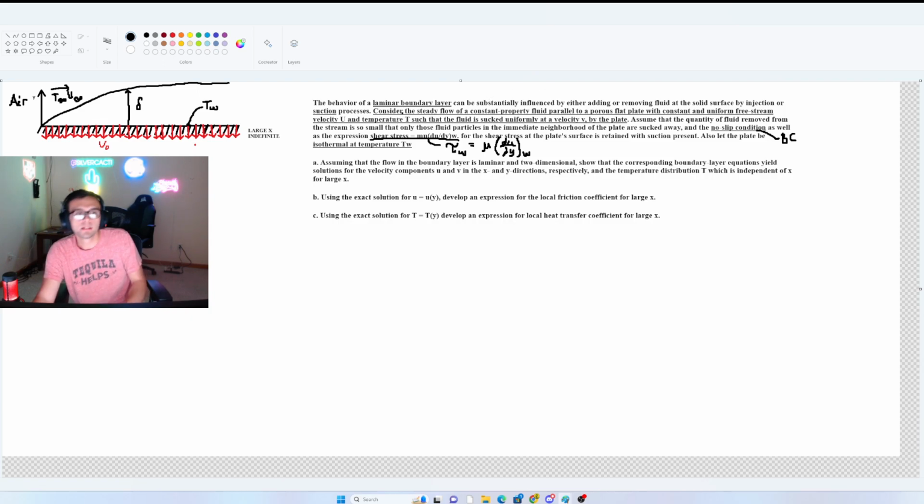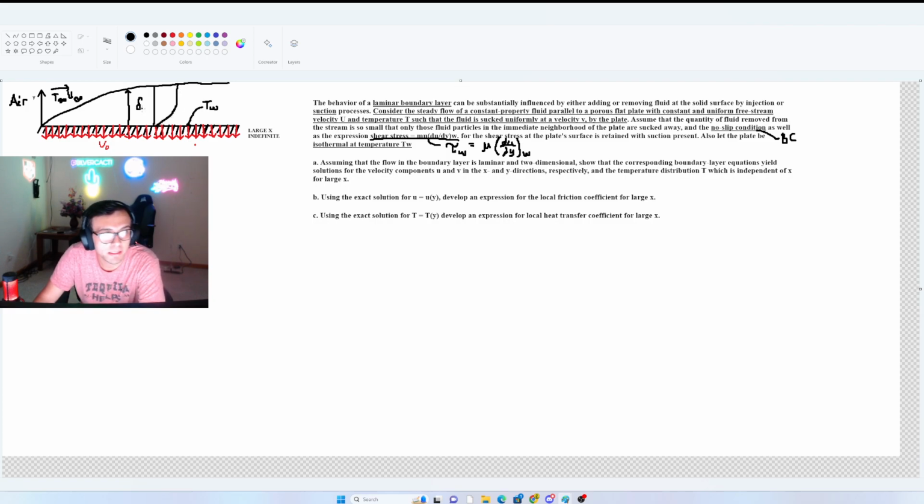So again, we have this sponge. It's a very wet plate, and we're suctioning this fluid out of the sponge at a certain velocity while air is rushing over the sponge and creating a laminar boundary layer, with a constant temperature on the sponge, T sub W, an air temperature, T sub infinity, and a constant velocity, U sub infinity, after the boundary layer. Before the boundary layer, this is kind of what it looks like.